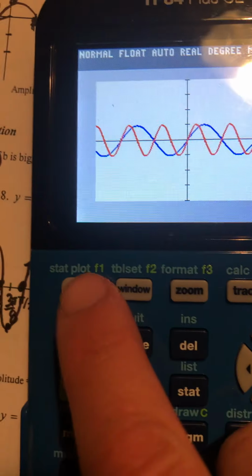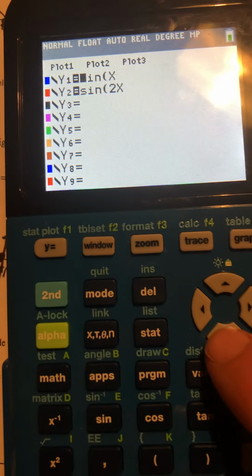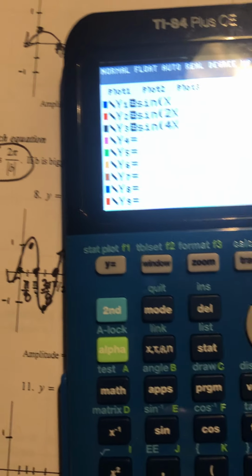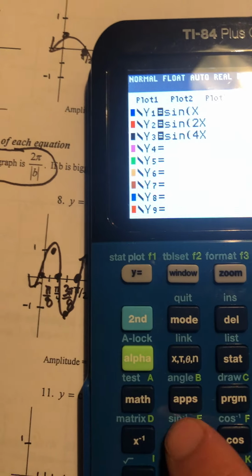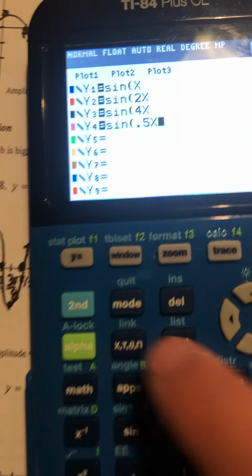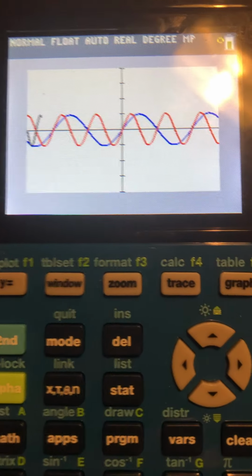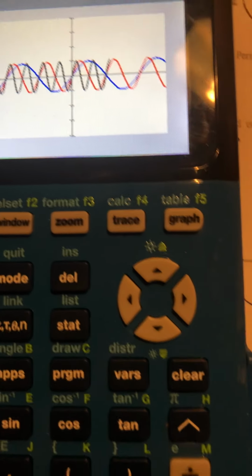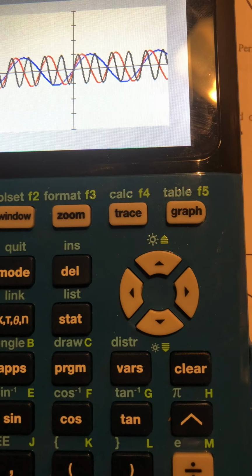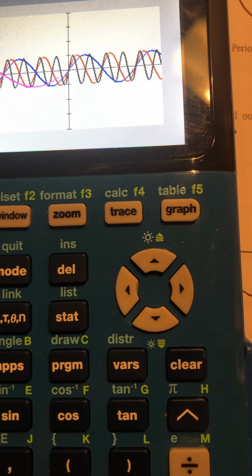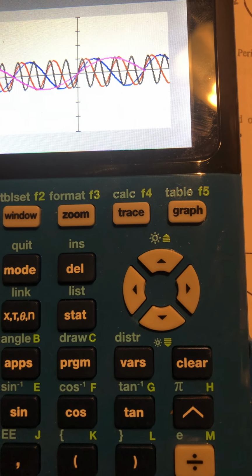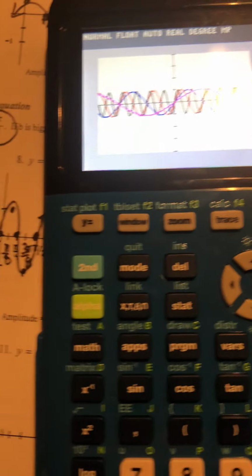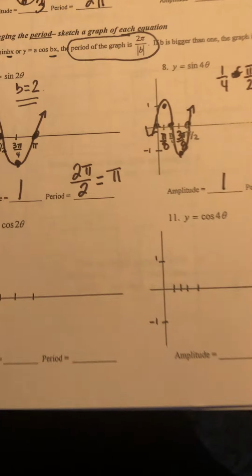So we had the sine 2x in there. I could add in the sine of 4x, and then I'll also add in the sine of 1/2 x. So there's the sine of 1/2 x. The sine of 4x first, then the sine of 1/2 x. It can get kind of complicated looking at them all at once.